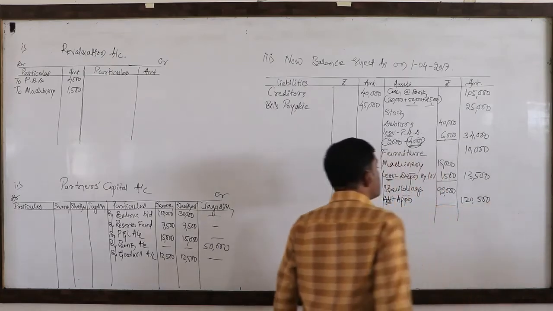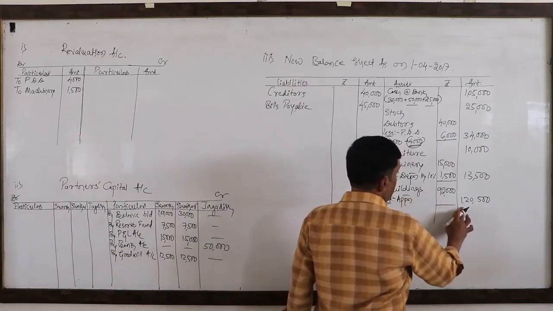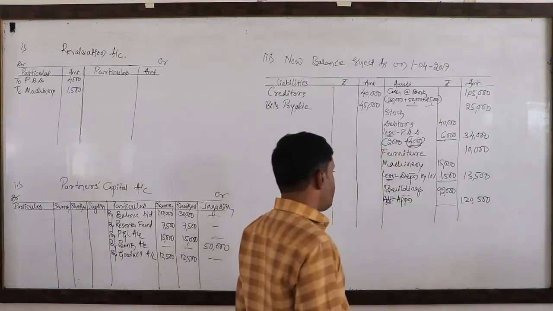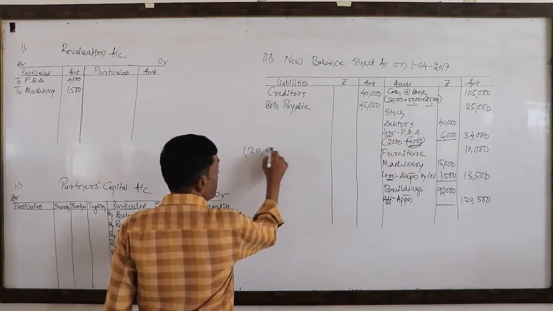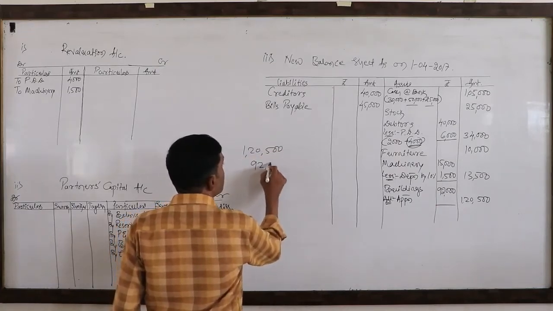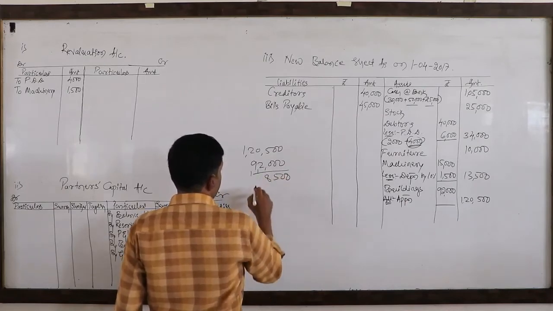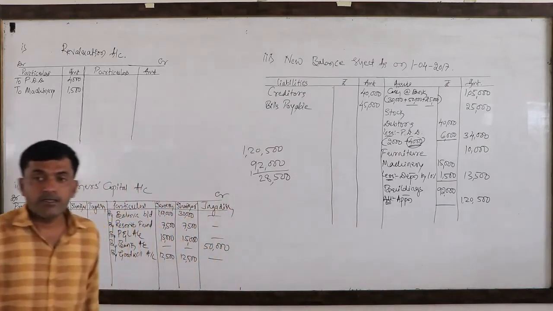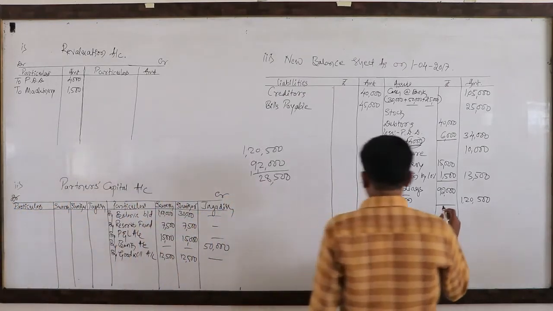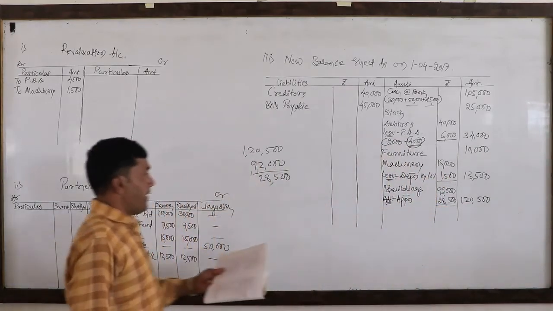1,20,500. So what is the difference? Initially it was 92,500, now it is 1,20,500. So 1,20,500 minus 92,500 is 28,500. Am I right? So 28,500 is the increased value of the building.